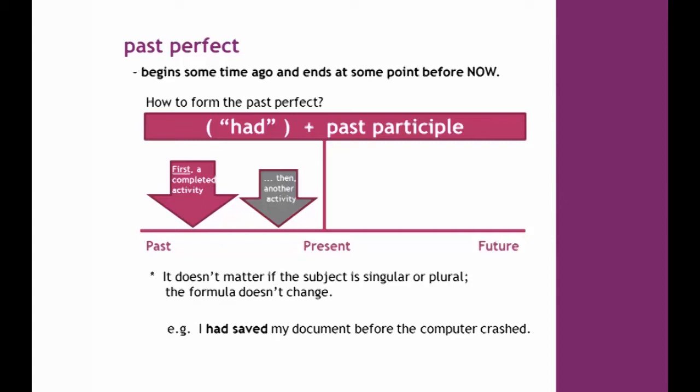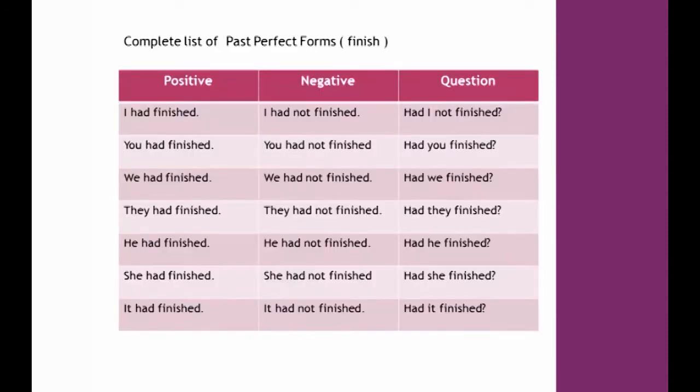For example, I had saved my document before the computer crashed. This is an example of a complete list of past perfect forms for the verb finish, in order for you to be guided on how to form the past perfect tenses of the verb. We have positive, negative, and question forms of the past perfect verb finish. First person, positive: I had finished. Negative: I had not finished. And in the question form: had I finished?